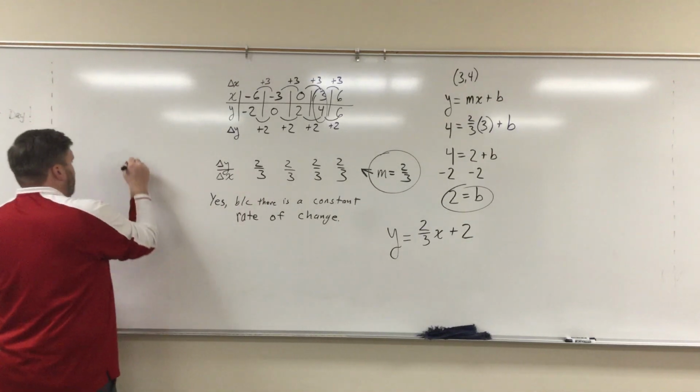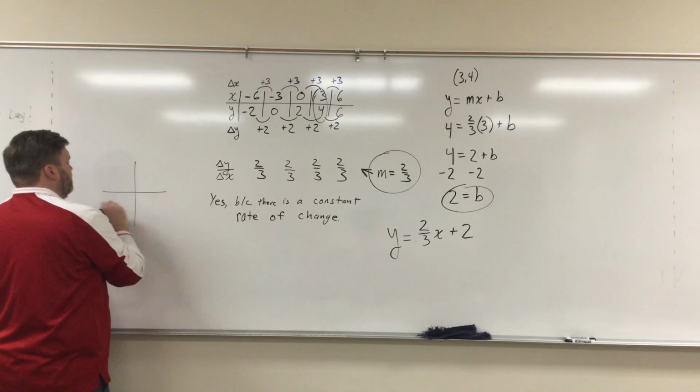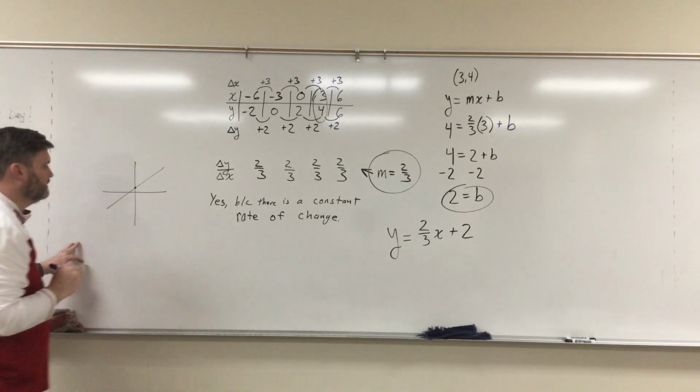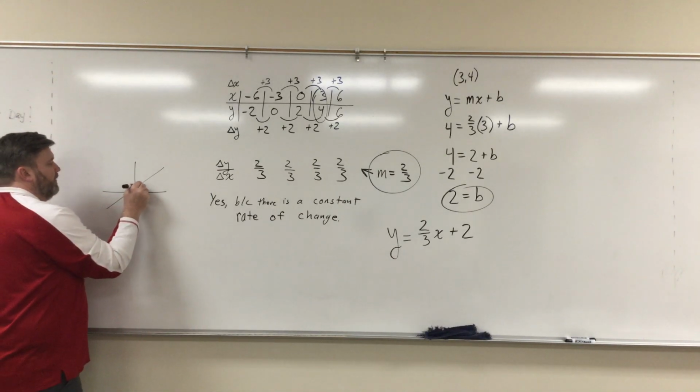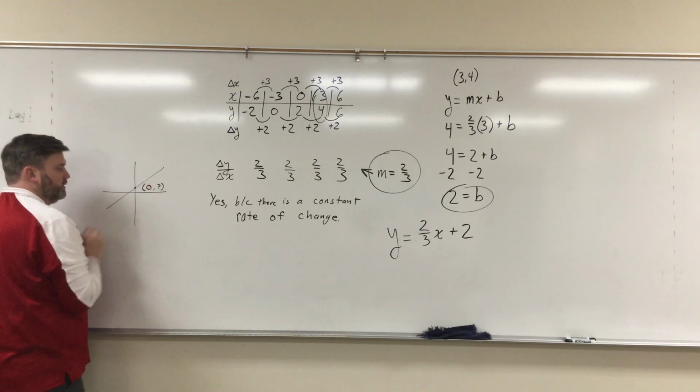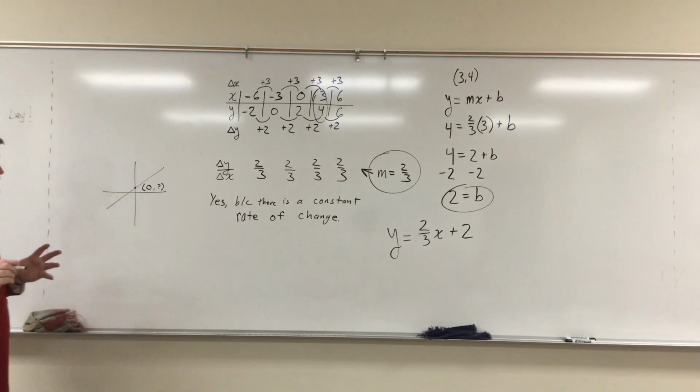If you remember, the y-intercept is where the line crosses the y-axis, and we said that the x value is always 0, and the y can be something different every time.